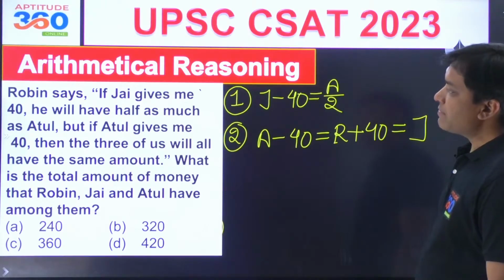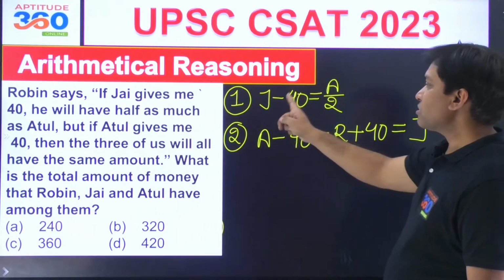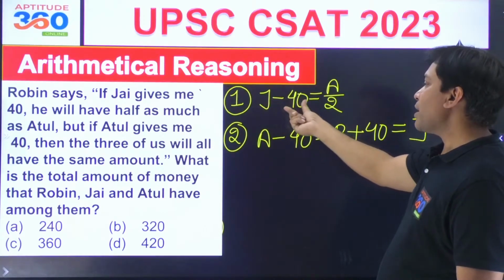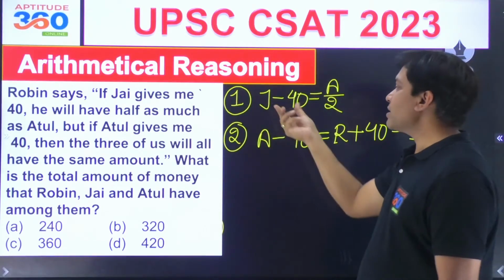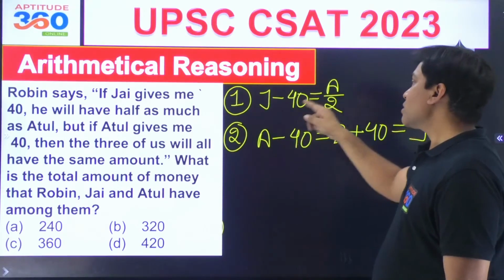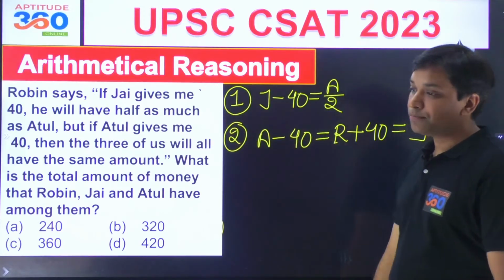Robin says if Jack gives me 40, he will have half. So how did I form the equation? Robin is saying Jay, if Jay ने मेरे को 40 दिया, तो how many Jay will be having, number of coins with Jay, which is J minus 40, and this is going to be half of what Atul has got.